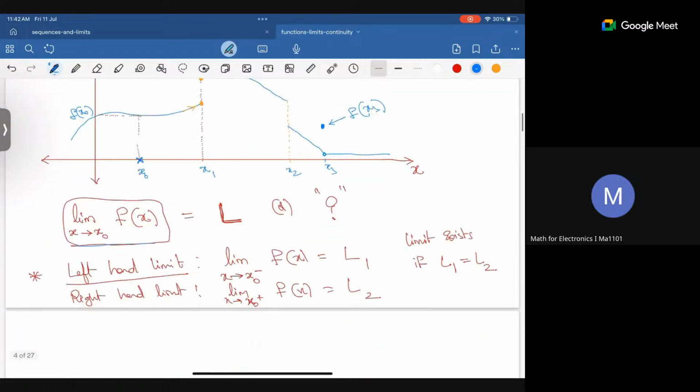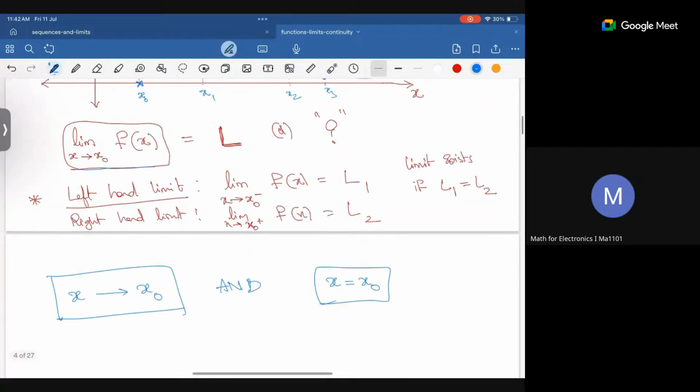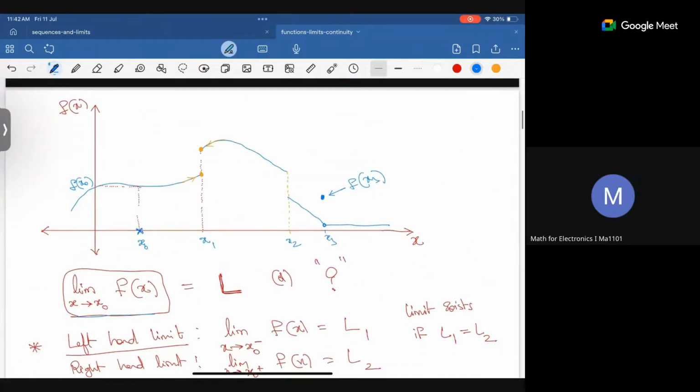So for continuity, there is an added condition: this capital L, the limit value that we are computing, should be equal to f of x naught, the function value. If it is equal to the function value, then the function is said to be continuous. In our childhood, we used to determine continuity based on the graph. If you can draw the curve without lifting the pen, that curve is continuous. If you have to lift your pen somewhere in between, then the curve breaks, so there is a discontinuity.